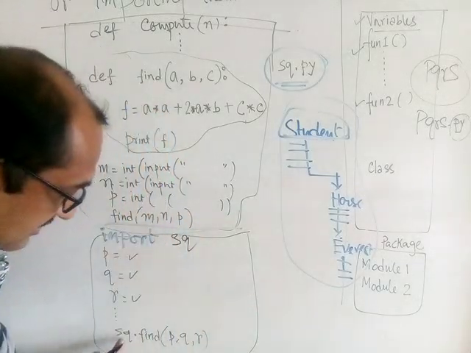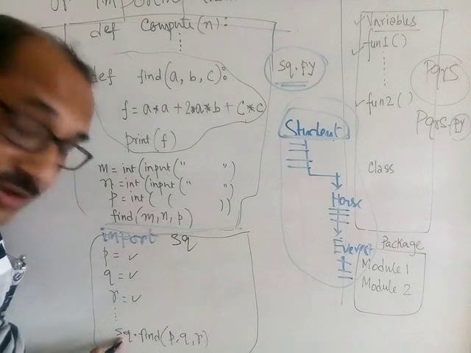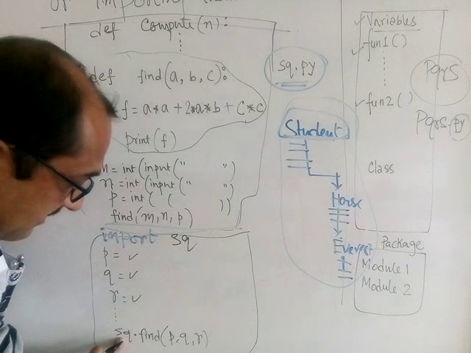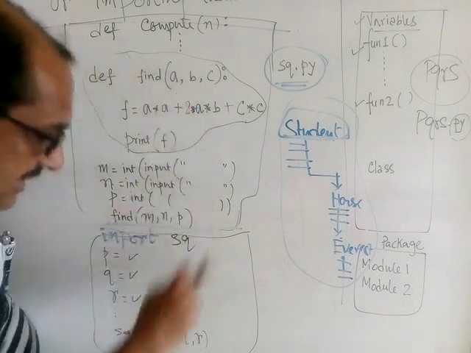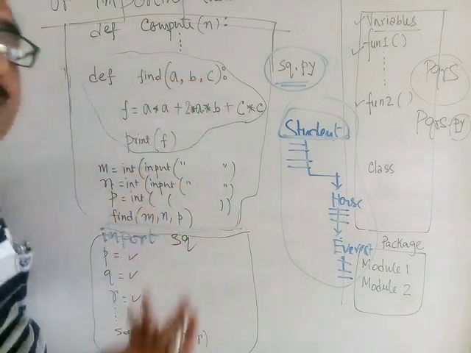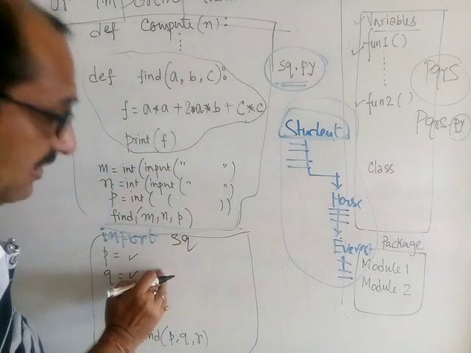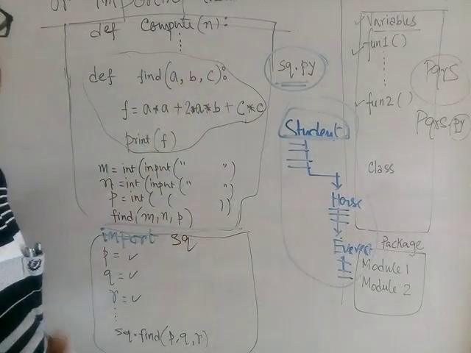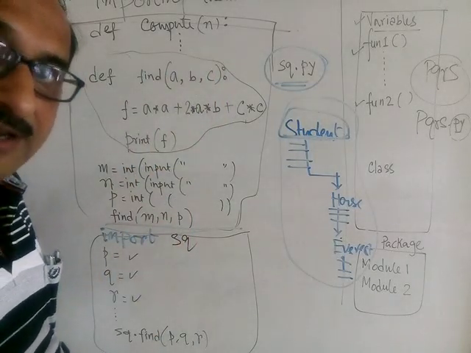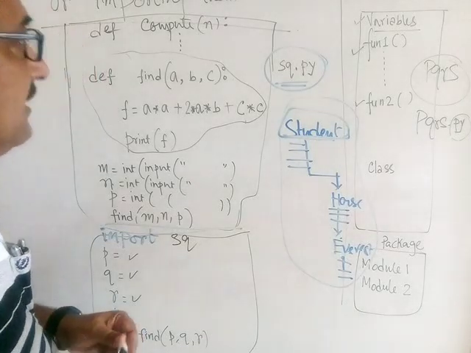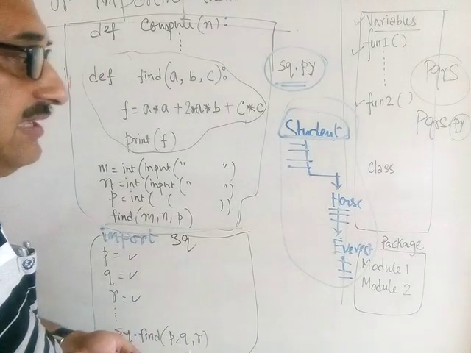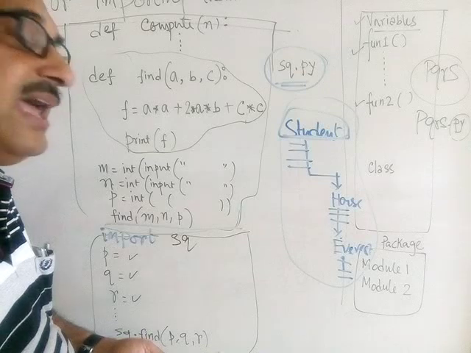So what I did, I just wrote the name of the module sq, whose property is that function, dot find, and then I passed the values because it had three parameters, so I had to pass three values. That is how we can import a module in our current program and make use of it. Right? Hope you have understood this. Now in the next video we will see how we can make packages and make use of them.